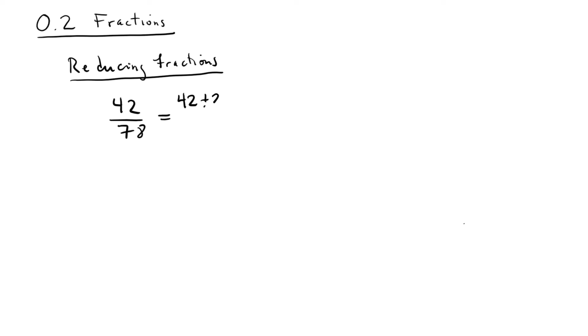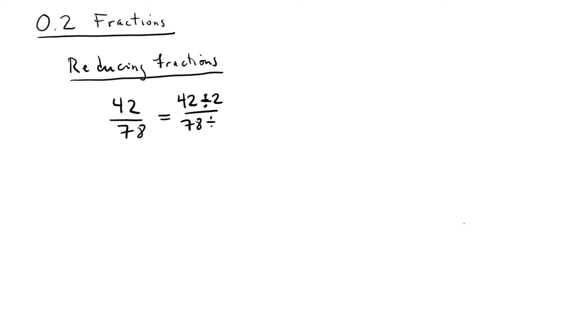So I could divide the top part by 2, divide the bottom part by 2, and because I'm doing the same operation above and below, their ratio is going to remain the same. So that's going to give us 21 over 39.